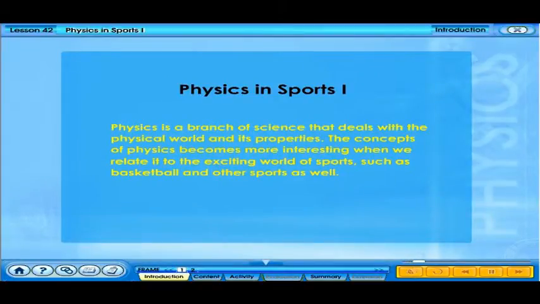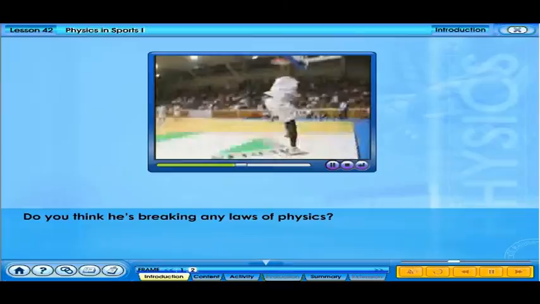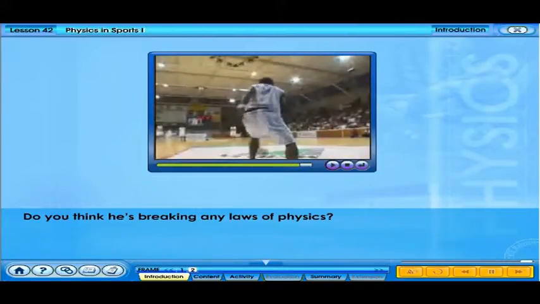Physics is a branch of science that deals with the physical world and its properties. The concepts of physics become more interesting when we relate them to the exciting world of sports, such as basketball and other sports as well. Do you think he's breaking any laws of physics?